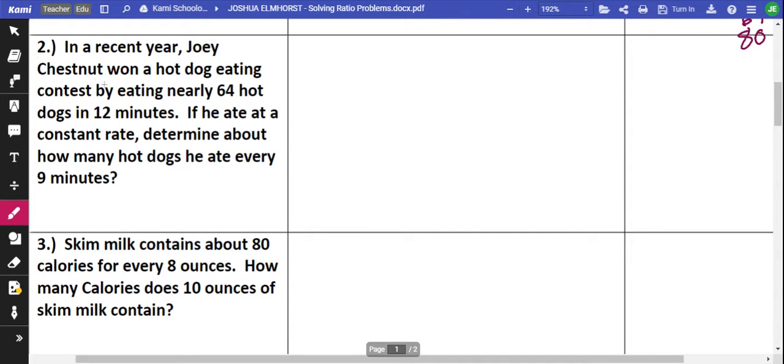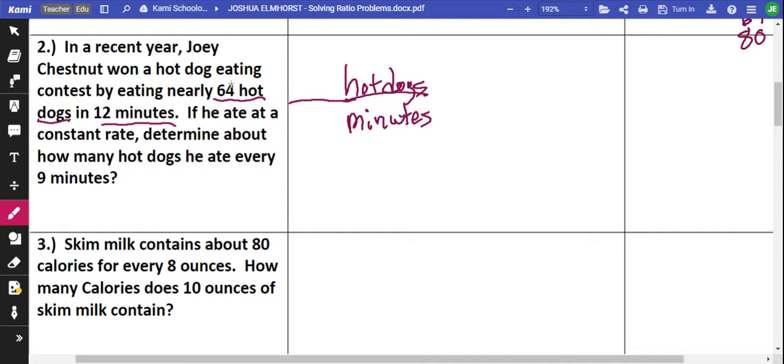In a recent year, Joey Chestnut won a hot dog eating contest by eating nearly 64 hot dogs. So we got hot dogs in minutes. So go over here and label hot dogs and then minutes.